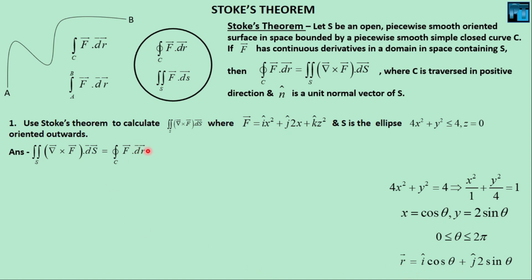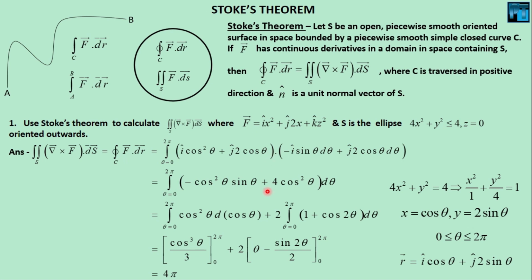Now we shall use this F dot dr. F is given, so I can convert it into parametric forms, and I know what r is, then I can easily get what dr is, like a simple differentiation. So dr equals minus i cap sin theta d theta plus j cap 2 cos theta d theta from this, and you can convert the F into parametric forms. Z equals 0, so there is no k cap, only i cap x square, that is cos square theta, plus j cap 2x, that is 2 cos theta. After the dot product we have this one.